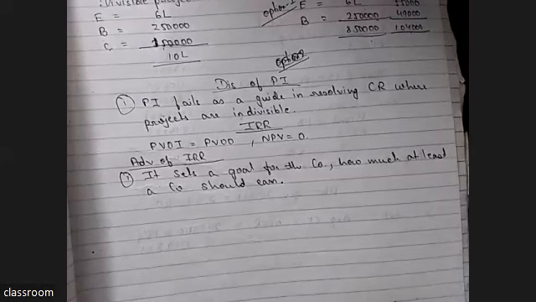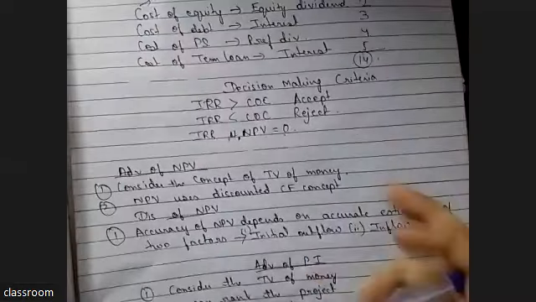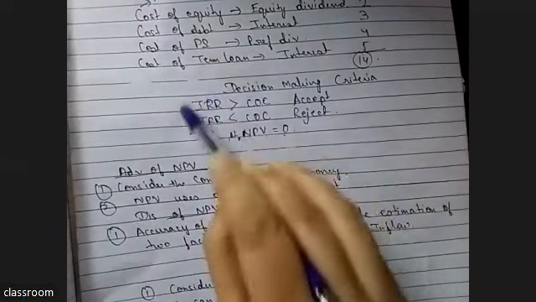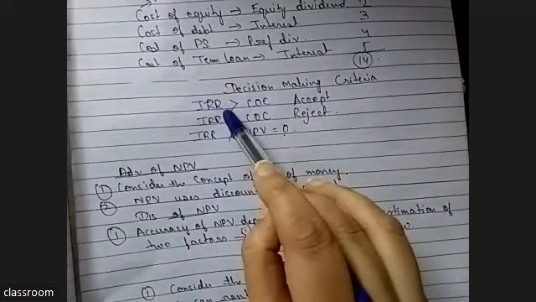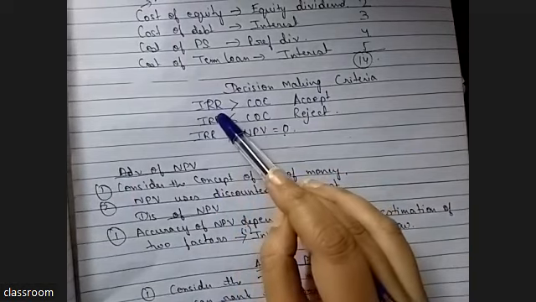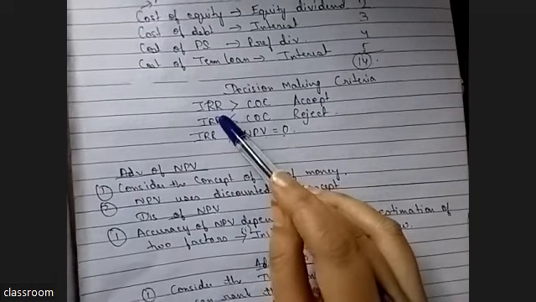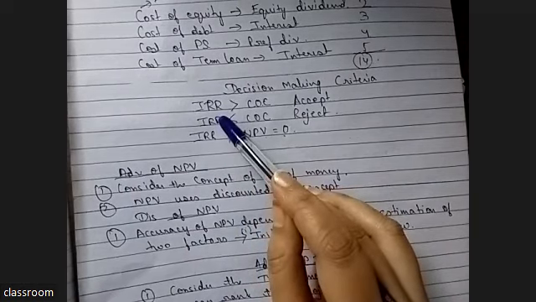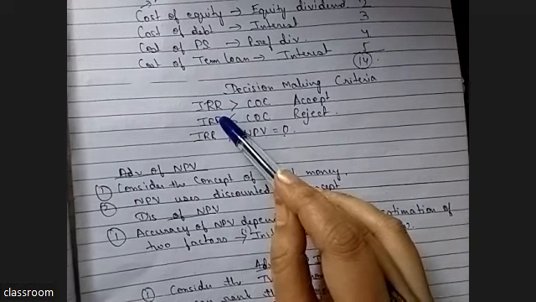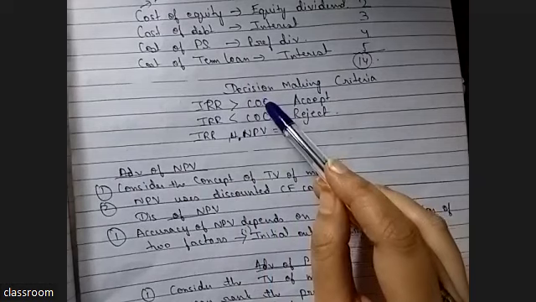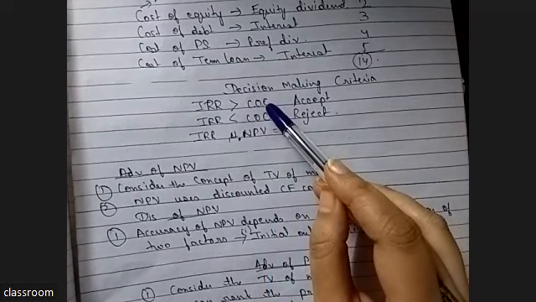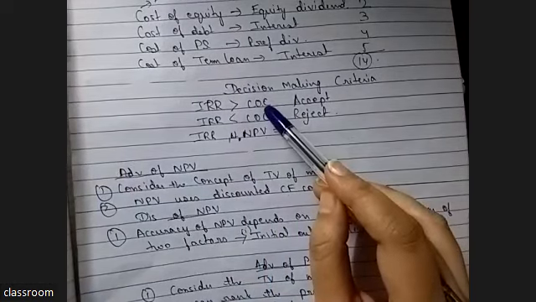See, I have told you, decision-making criteria, IRR is used for taking the decision whether we will accept the project or not. It helps in decision making for the project. Now, how will you make that decision? You will take that decision after considering cost of capital.